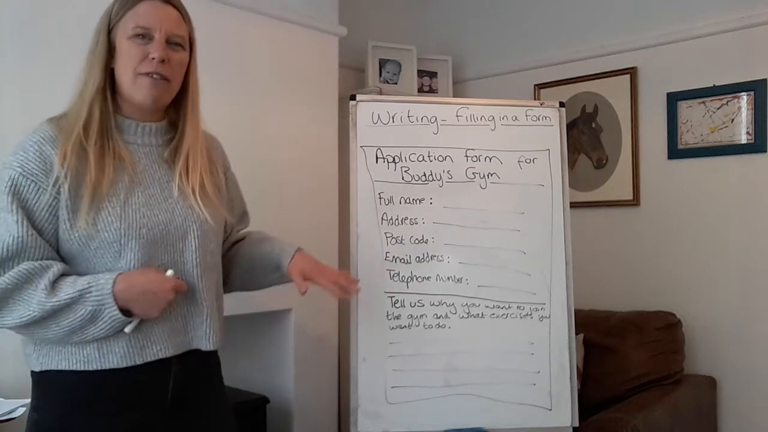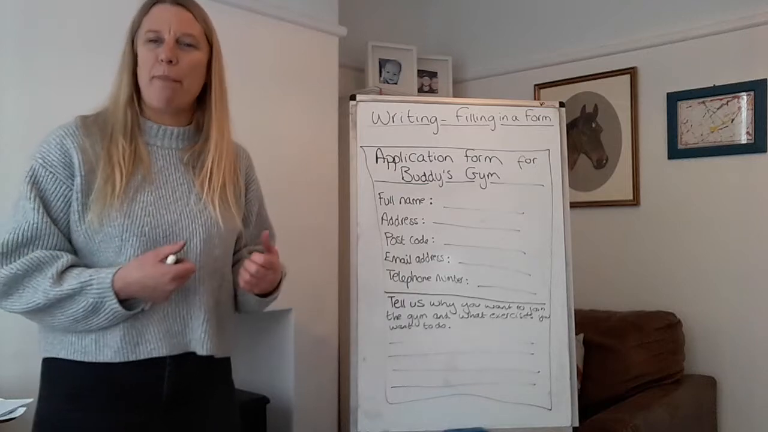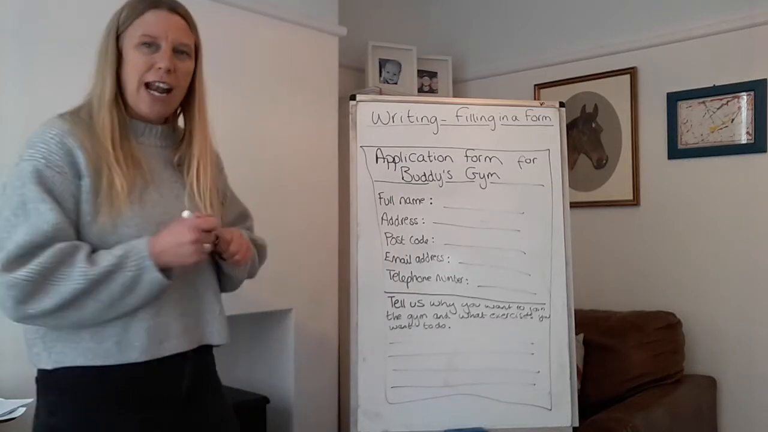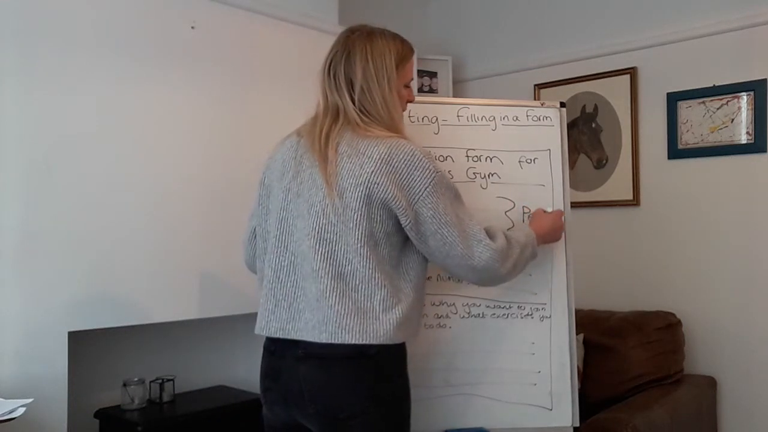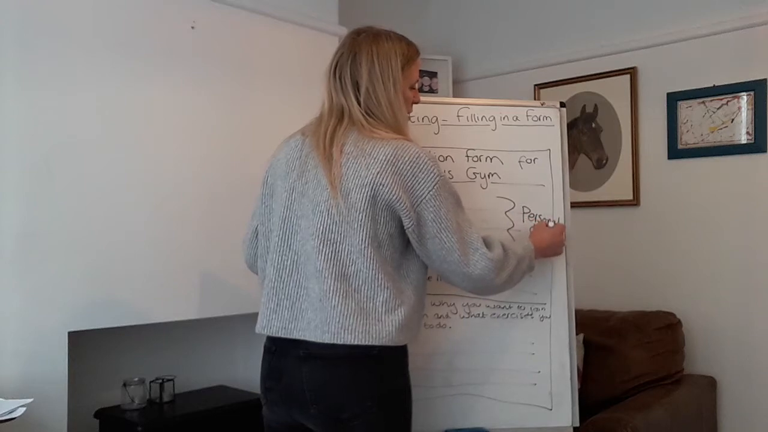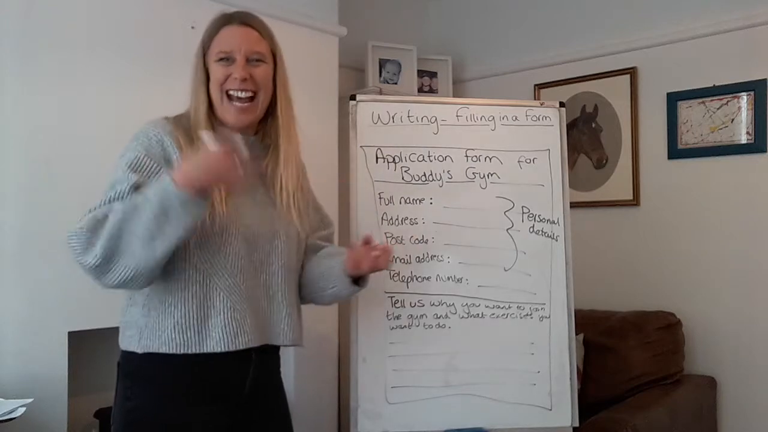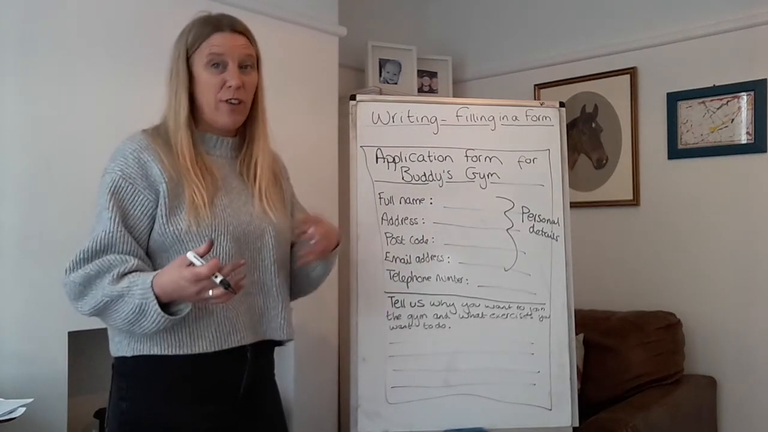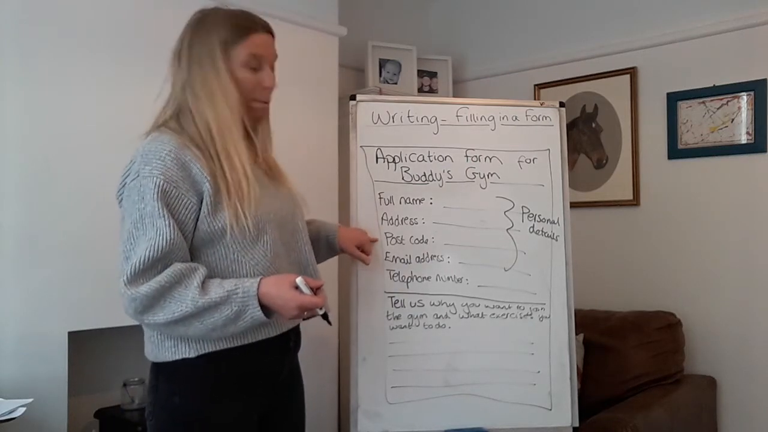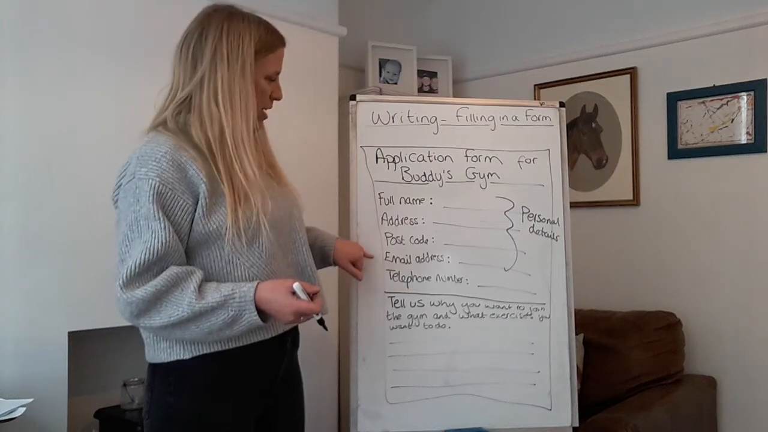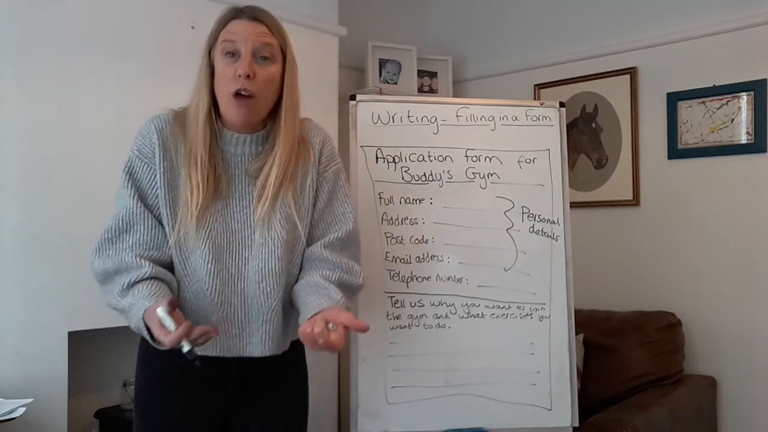So this is an example of a form. This is an application form for Buddy's Gym, to join a gym. Usually in an application form you will have lots of personal details. You have to put in lots of personal details, don't you? So it might ask for your full name, that's all of your name, first name, surname, last name. It might ask for your address, your postcode. It might ask for an email address, a telephone number, or your date of birth.